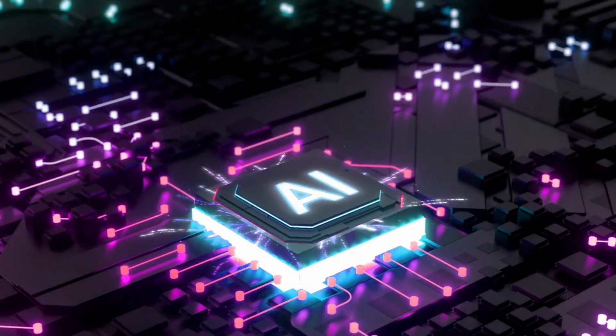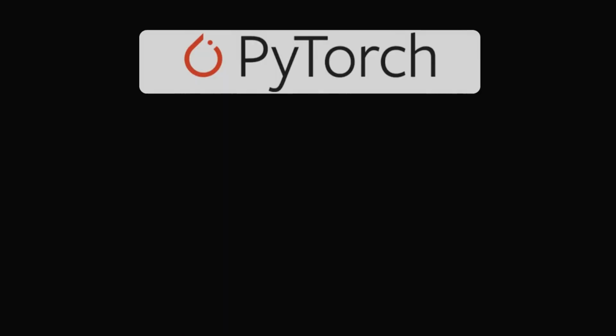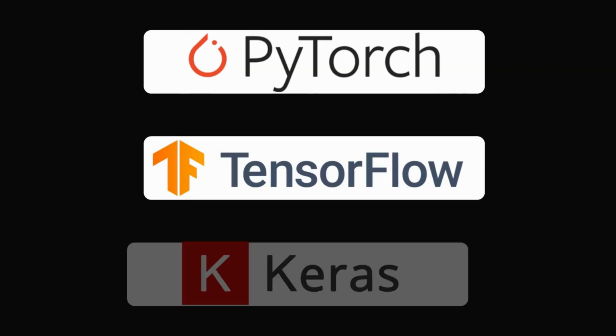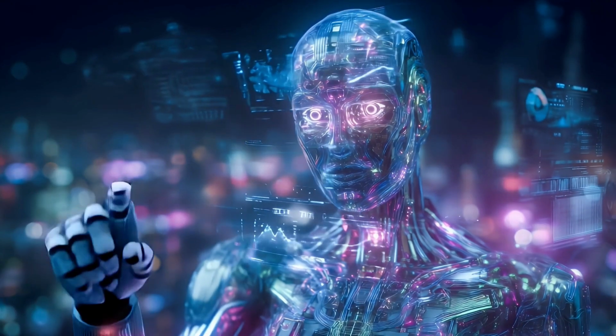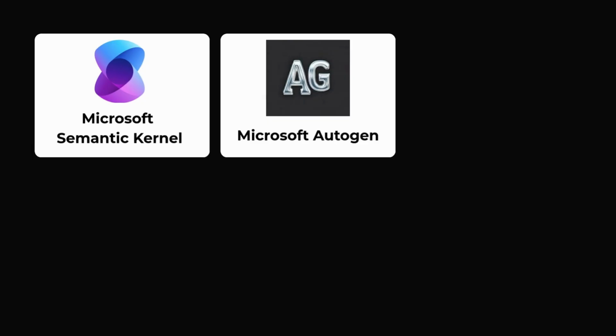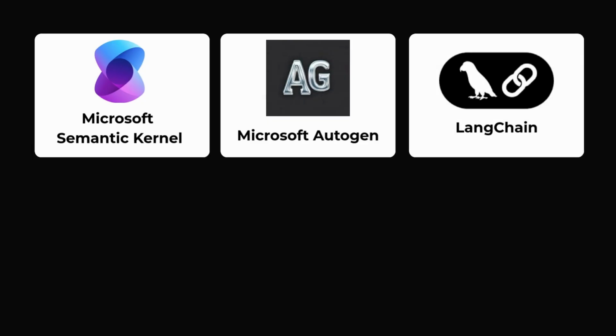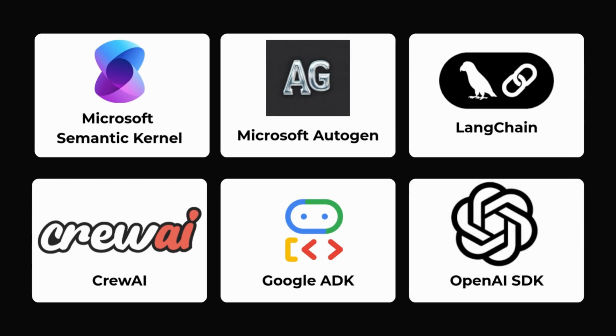If you worked with AI before, you may be familiar with Python libraries like PyTorch, TensorFlow, and Keras. And that's awesome! But with agentic AI, you have a new set of libraries you can work with. Microsoft offers Semantic Kernel and AutoGen. Then there's LangChain and Crew AI. Google has Agent Development Kit. There's also OpenAI Agents SDK. Yes, there are tons and tons of libraries out there.